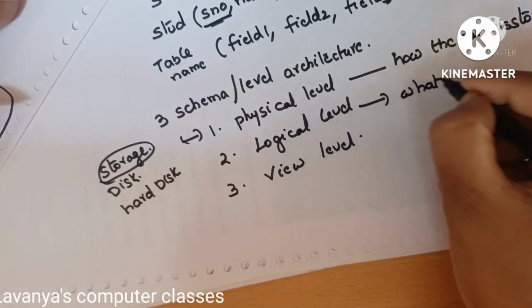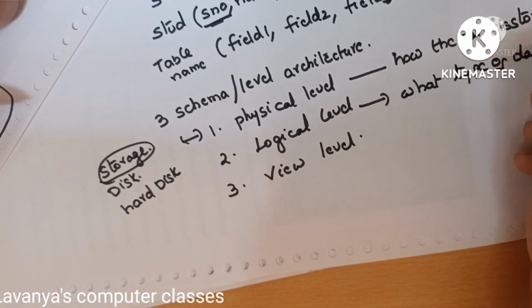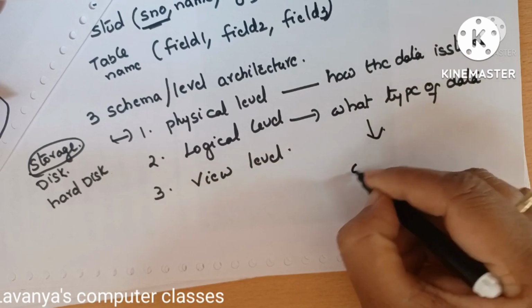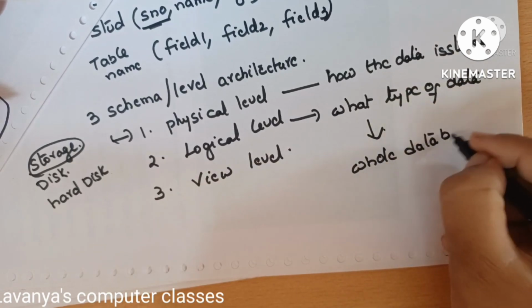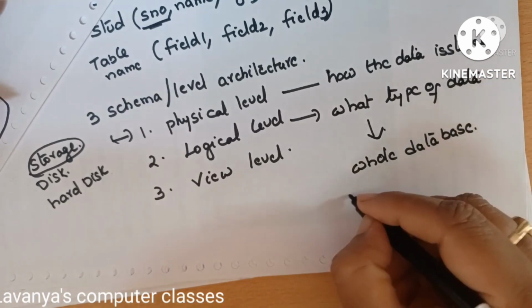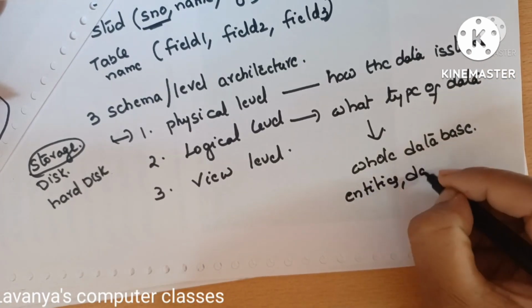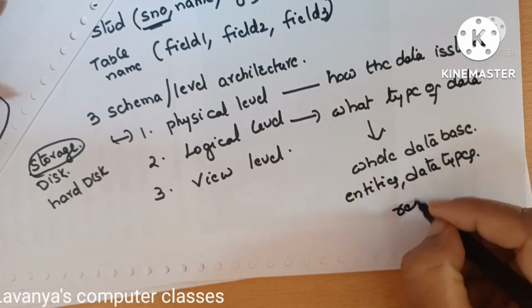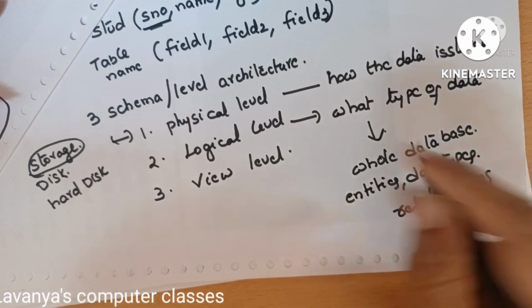The second one is the logical level. This logical level is also known as the conceptual level. In this, it explains the structure of the whole database. What is the structure of the database? What fields are there? What entities are there? What are the data types? What is the relationship between one entity and another entity, or between field and field? Are any constraints there? Key constraints, primary key constraints, everything is explained in the conceptual level.